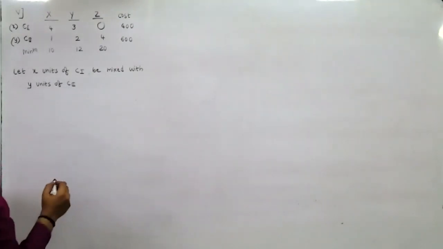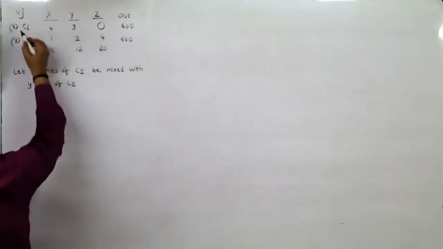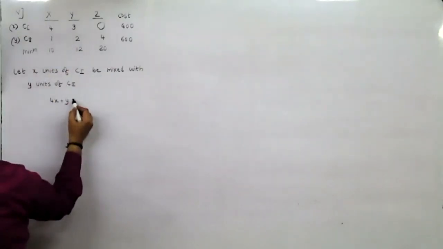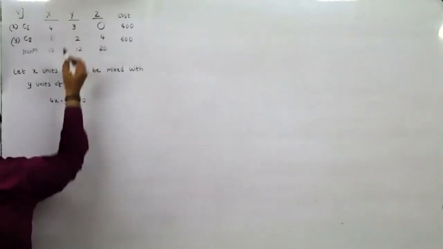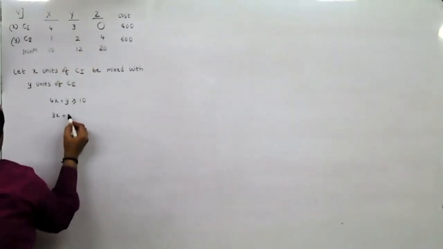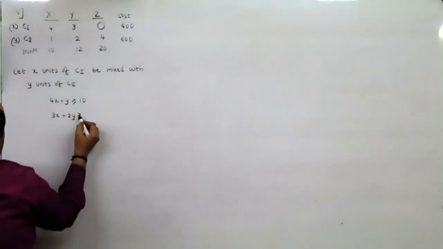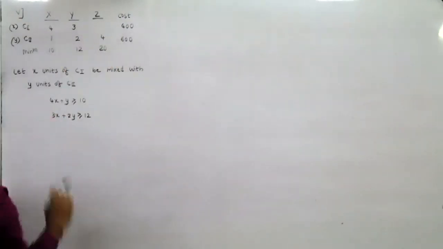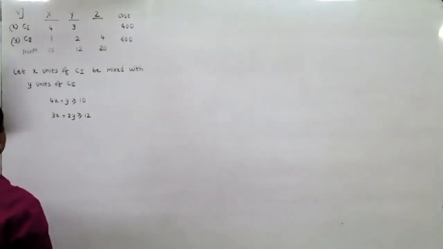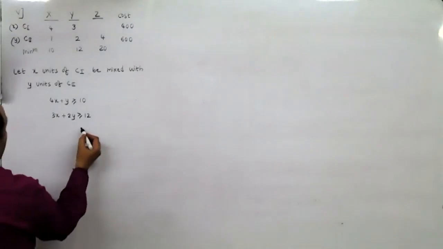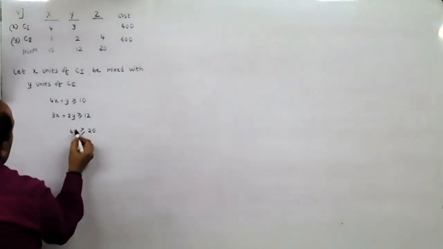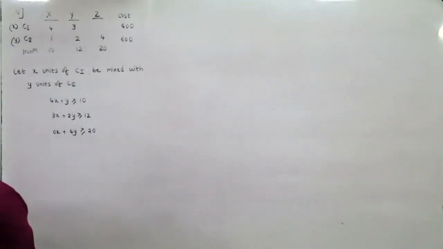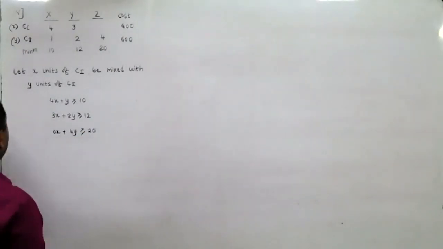So here you get 4 into X plus 1 into Y should be minimum of 10. So it should be greater than equal to 10. 3 units of X plus 2 units of Y should be greater than equal to 12. And this would be greater than equal to 20. This is 4y. Is it 0x or some value of x? Unless we get that, we won't be able to find.